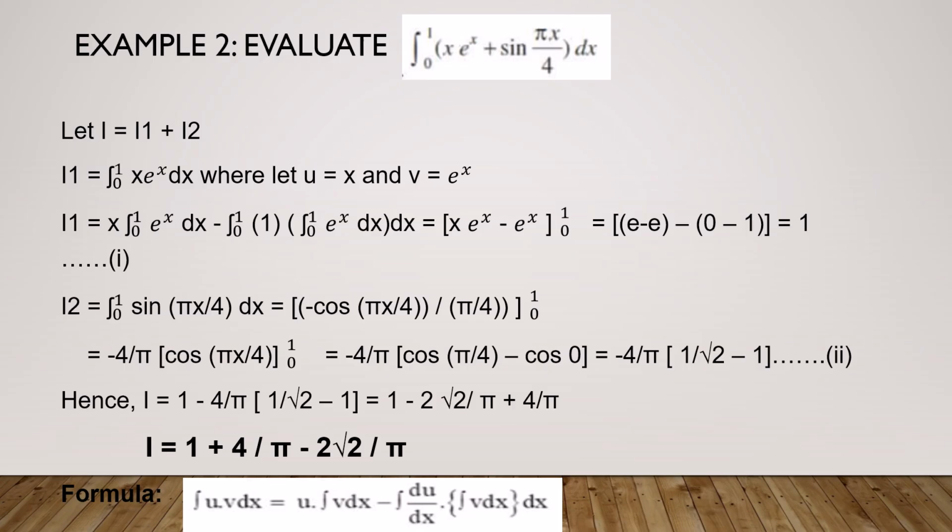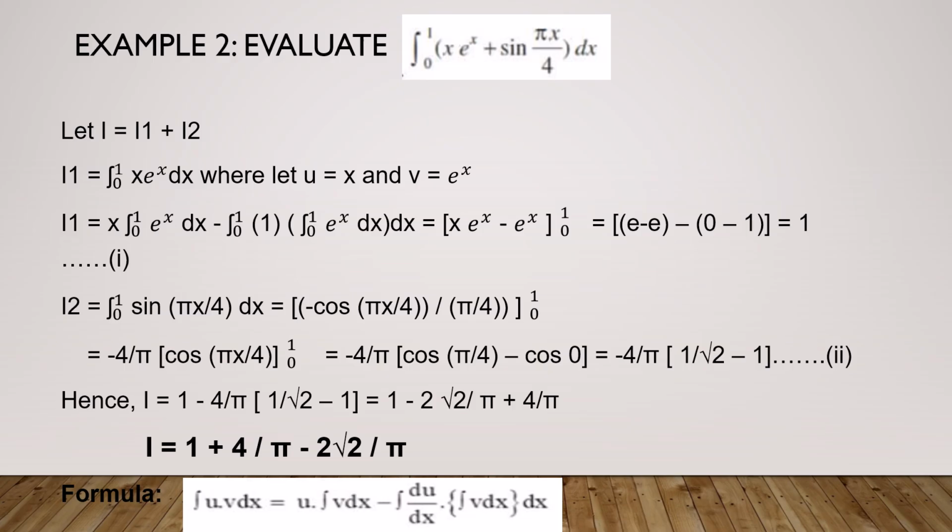Second integral is integral 0 to 1 sine of pi x by 4 dx. What is the integral of sine? It is minus cos. When it is sine of kx type, you have to divide by k. So you have to divide by pi by 4. It is cos of pi by 4 into x upon pi by 4 with a negative sign within the limits 0 to 1. So when you take that constant, minus 1 upon pi by 4 means minus 4 upon pi outside, integral is cos of pi x by 4 within the limits 0 to 1.